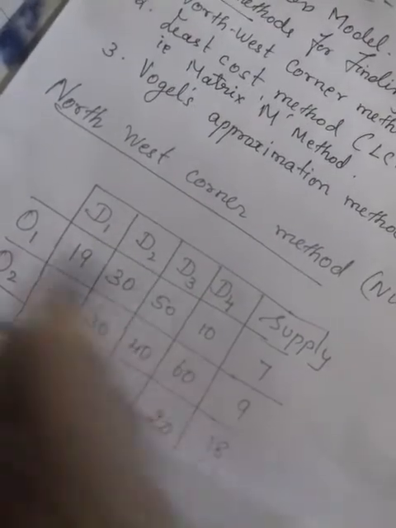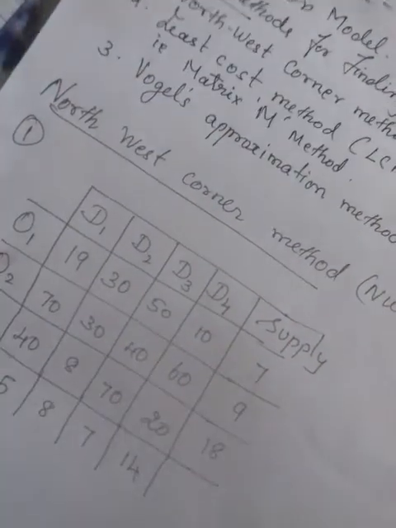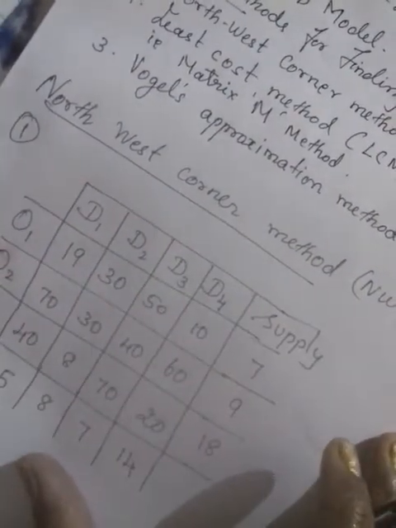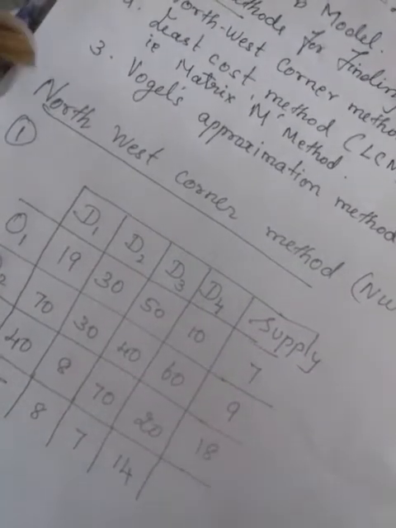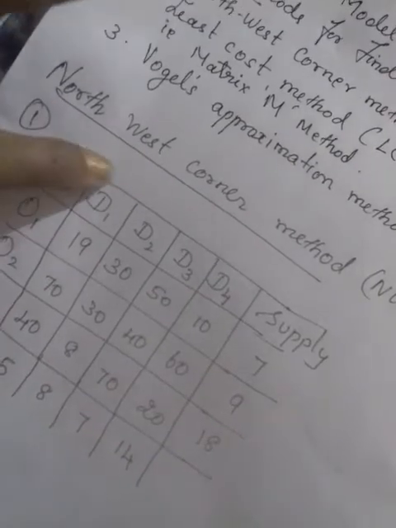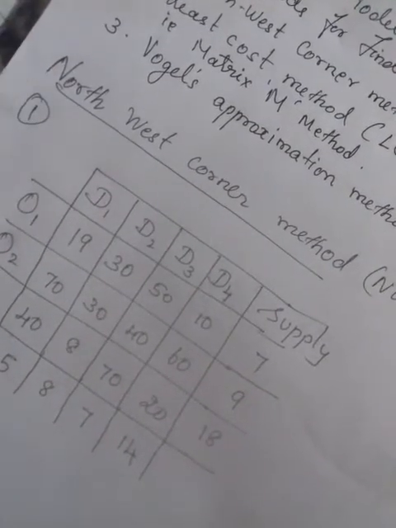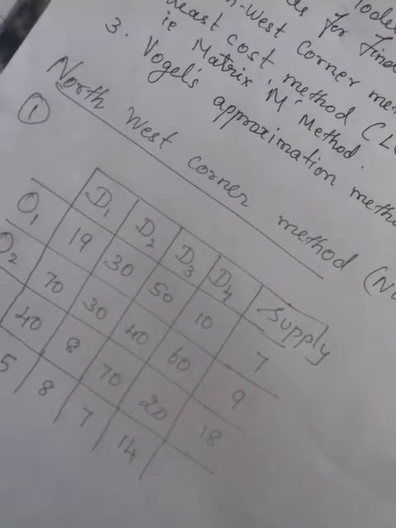So we are going to see the first problem. This is the first problem, the problem is given. We are going to find out the total cost by using the northwest corner method. In the question paper you can find this kind of problem, and they will ask you to find the total cost by using the northwest corner method.